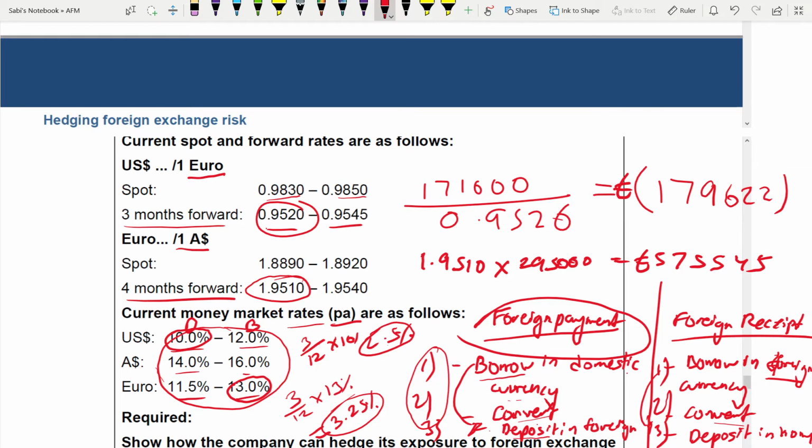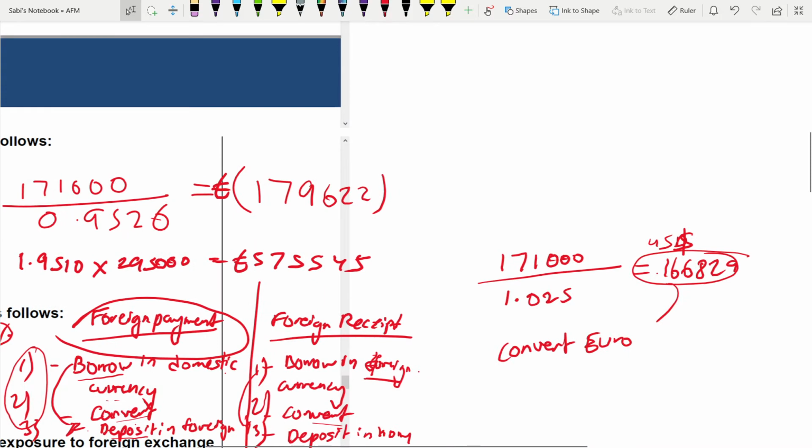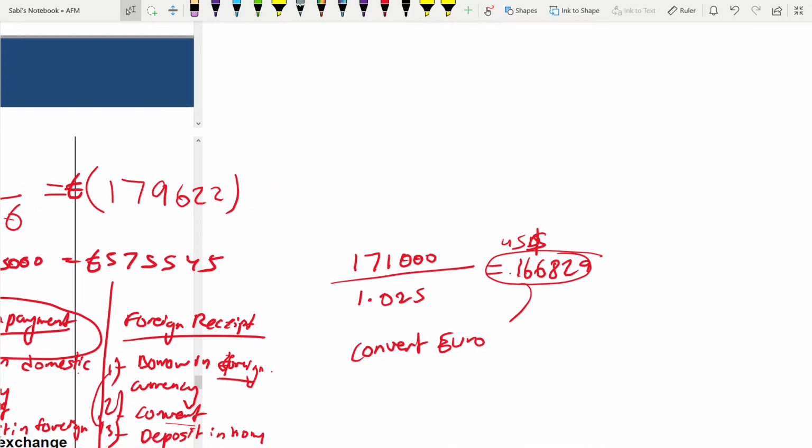We have chosen this forward rate, so in the spot it will be this rate because it's a payment. We have to sell euro to buy US dollar. So we are selling at a lower rate, even in the spot, even in the forward. So it is 0.983, the lower rate. So now you use that to convert.